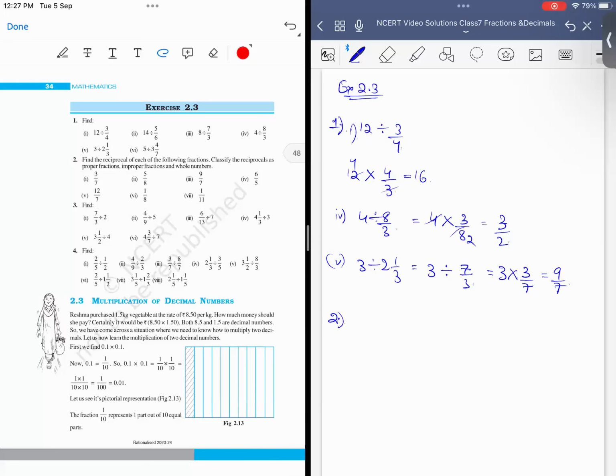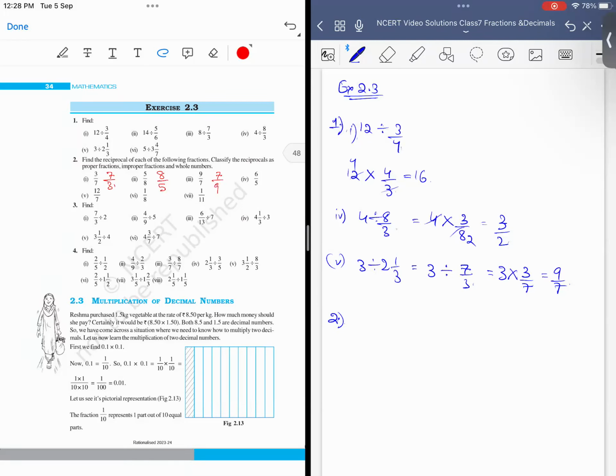Now question number 2. Find the reciprocal of each of the following fractions. Classify the reciprocals as proper, improper, or whole number. So 3 by 7 is a proper fraction. Its reciprocal means what? The numerator goes into the denominator and the denominator comes in the numerator. So it becomes 7 by 3 and it's an improper fraction. Likewise, 5 by 8, it's 8 by 5. 9 by 7 is an improper fraction because the numerator is greater than the denominator. So its reciprocal will be 7 by 9, which is a proper fraction. Likewise, we can do all of them.